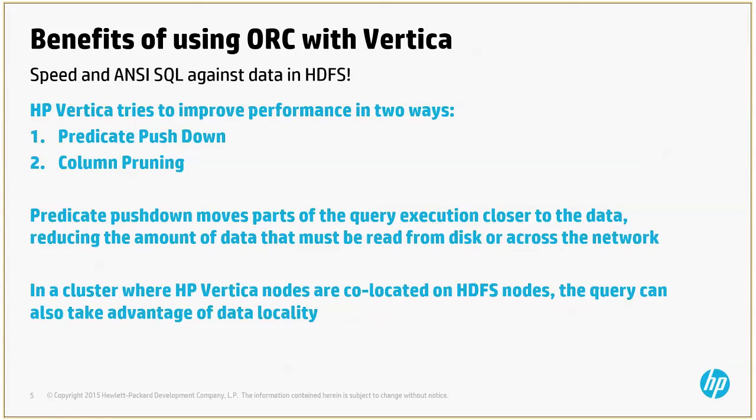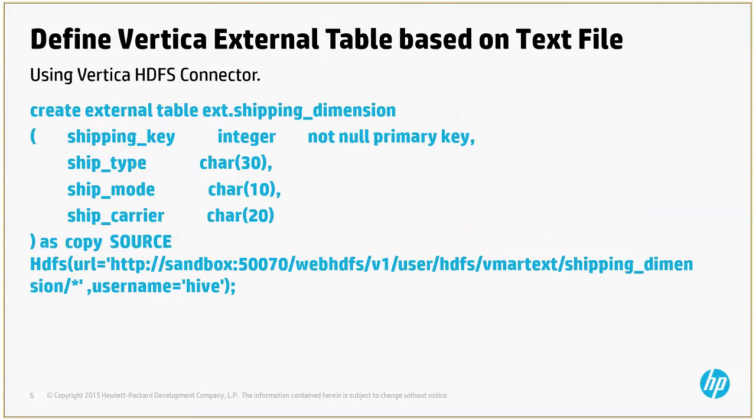So what are the benefits of using ORC with Vertica? Speed and ANSI SQL against data in HDFS. What we try to do is predicate pushdown and column pruning. Predicate pushdown moves parts of the query execution closer to the data, reducing the amount of data that must come back from disk or the network. And if you have a scenario where the cluster where Vertica is co-located with the HDFS nodes, the query can also take advantage of data locality, which is very good from a performance perspective as well.